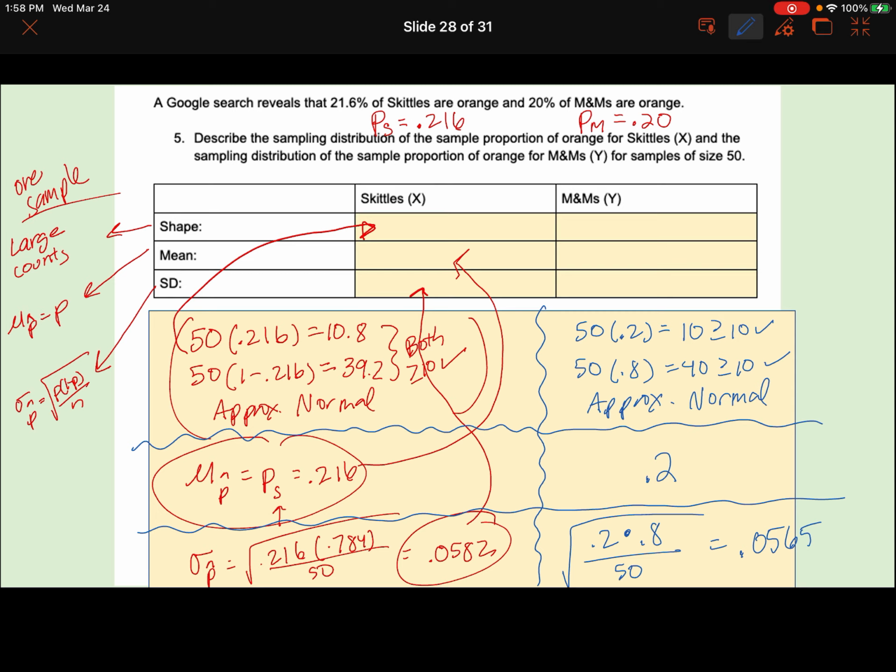We're now going to be describing the sampling distribution of the difference between proportions of orange Skittles and orange M&Ms. What we're seeing right here with all these crazy arrows is looking at each kind of candy independently. In question 6, we're looking at both kinds of candy at the same time.